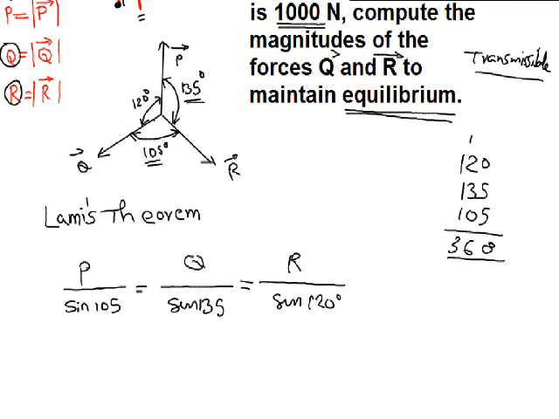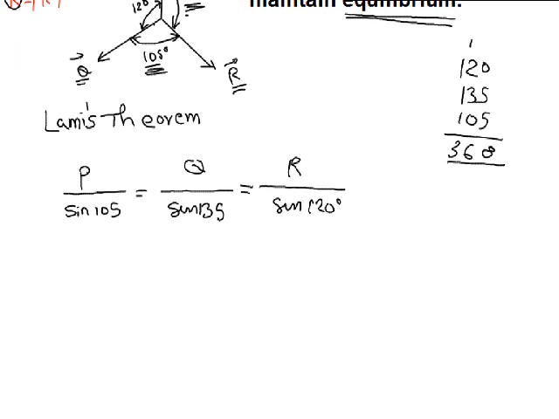Magnitude of force P is proportional to sine of the angle between Q and R, 105. Similarly, magnitude of Q is proportional to sine of the angle between the other two forces P and R. Similarly, magnitude of R is proportional to sine of the angle between the other two forces, of which we know P is given to be 1000 newtons. So we can write Q is equal to 1000 divided by sine 105 into sine 135.